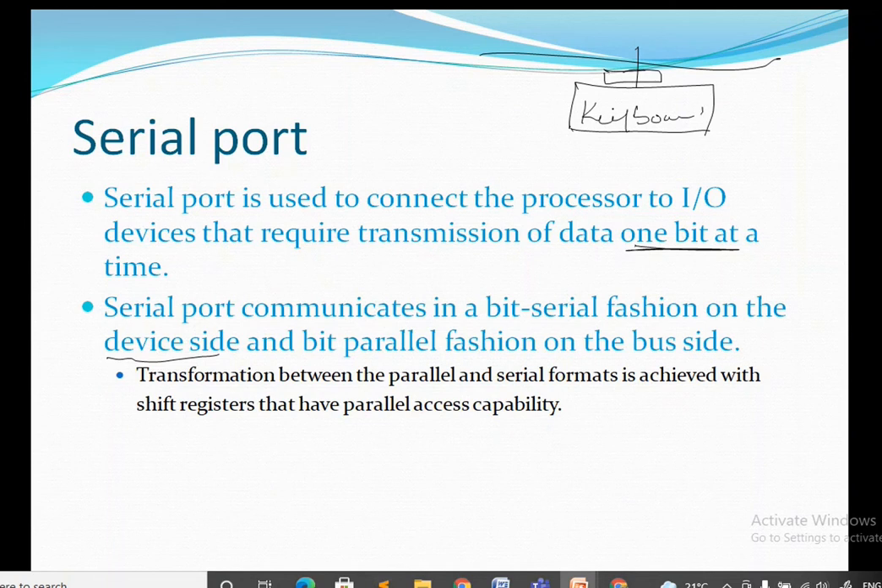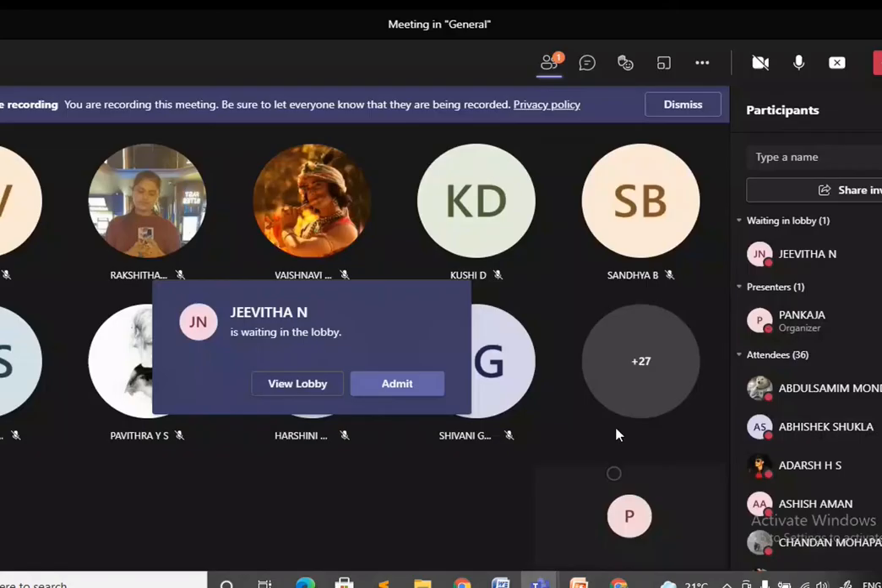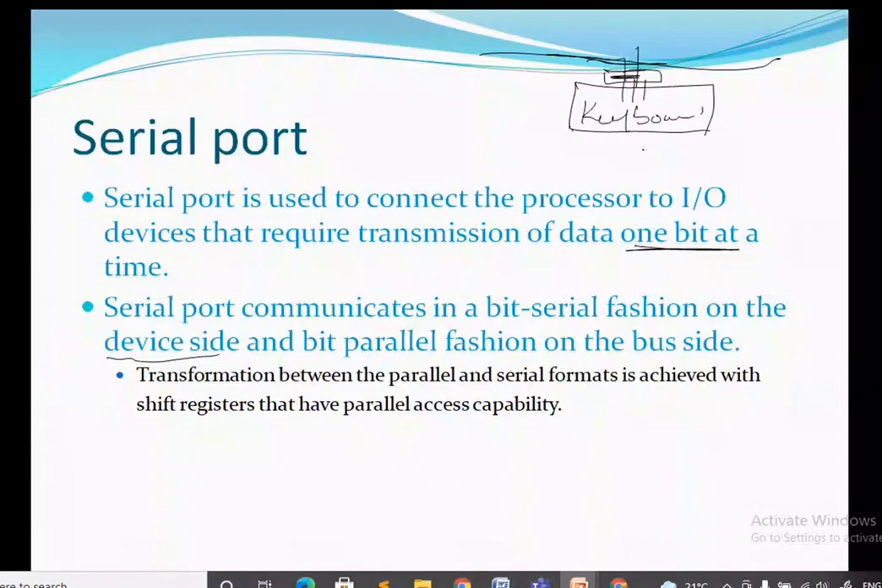Whatever bits it transmits will be sent in the form of bits and stored in the interface circuit, which has a buffer for storage. It stores that complete information, then sends it in parallel on the bus. For that reason I said the interface takes care of the conversion from serial to parallel mode.